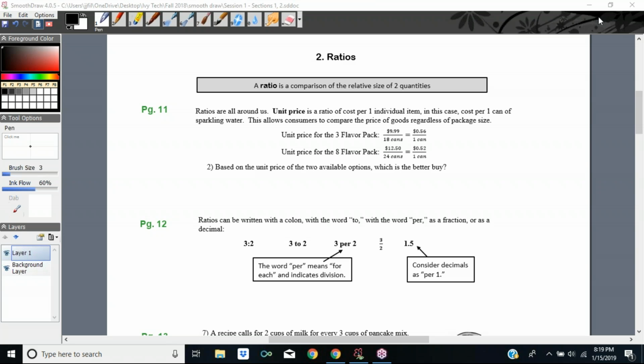And it says, based on the unit price of the two available options, which is the better buy? We use the unit price to make comparisons in this manner. So we're taking the price divided by the number of items. That's the ratio. One ratio is 56 cents to one can. The other ratio is 52 cents to one can. And we're using the comparison of those two ratios to see which is better. And the better buy, of course, is which one?